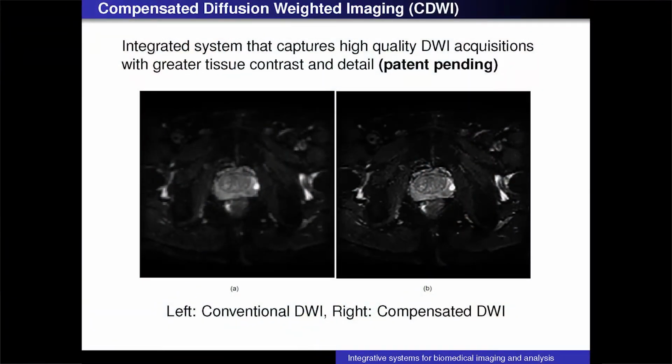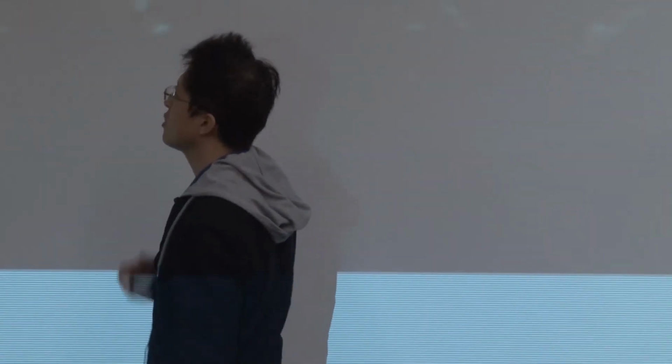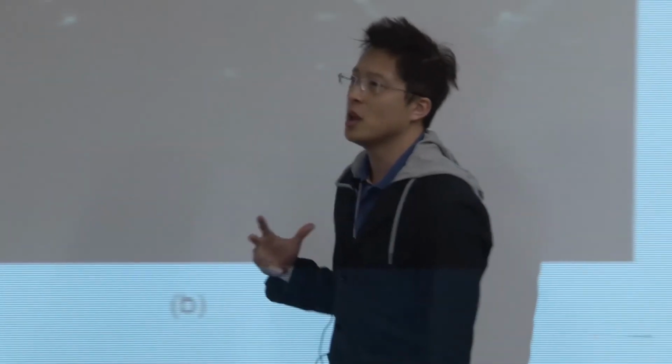Another integrated system that we built is called compensated diffusion weighted imaging. This is once again where we make use of the knowledge of the actual imaging physics, as well as what we can do with software reconstruction, to produce images that are better than what you can normally get with a standard MRI machine. Here we have a conventional diffusion weighted imaging, so we get something like this. By understanding what's going on in the system, and taking advantage of that when dealing with the data, we can get something that's a lot better, with much higher tissue contrast and detail.